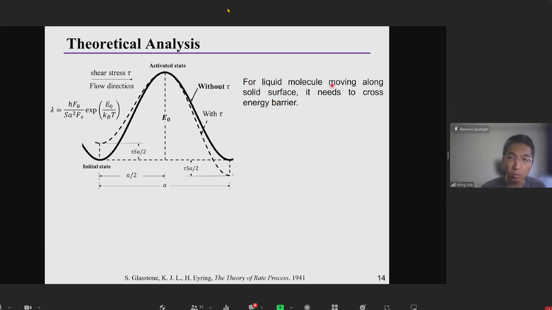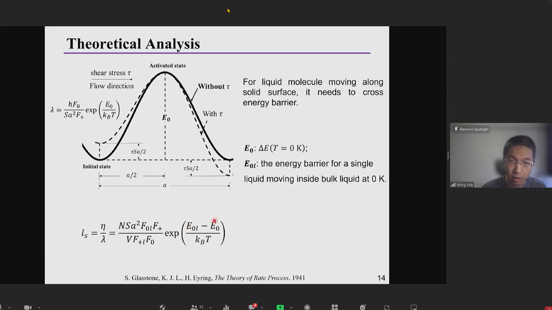that is to say, for a liquid molecule moving along a solid surface, the molecule needs to cross an energy barrier, as shown in this schematic. And with trivial derivations, it will be able to link the slip length to these quantities. So in this batch of quantities, these all F terms are the partition functions under different conditions. And these four terms are the system properties. What is important is these two energy barriers, and this E zero will be this barrier. That is the barrier the molecules need to cross over when it slides on the solid surface at 0 K. And this E zero L is the energy barrier for a single liquid molecule moving inside bulk liquid at 0 K.